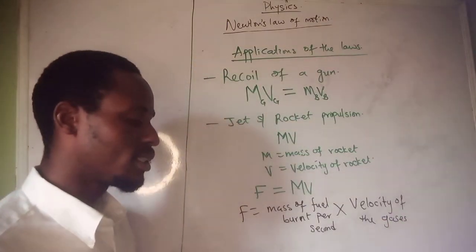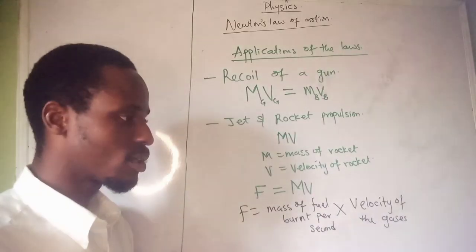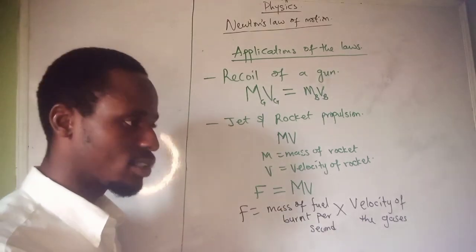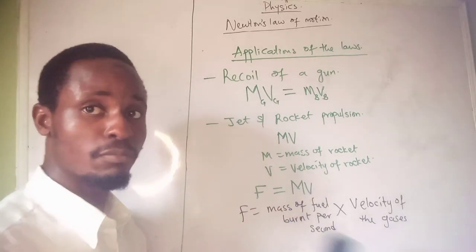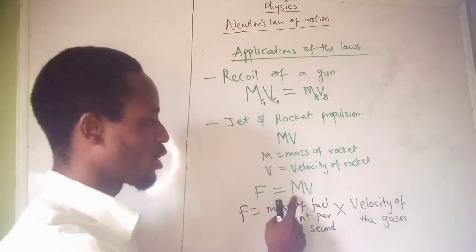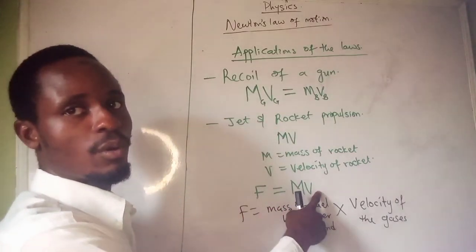And the gases evolve as a result of burning the fuel. So the gases come out with certain speed. So that speed multiplied by the mass of the fuel that is burnt per second will give us the force that is applied on the rocket to give the rocket this momentum, mass times velocity of the rocket.